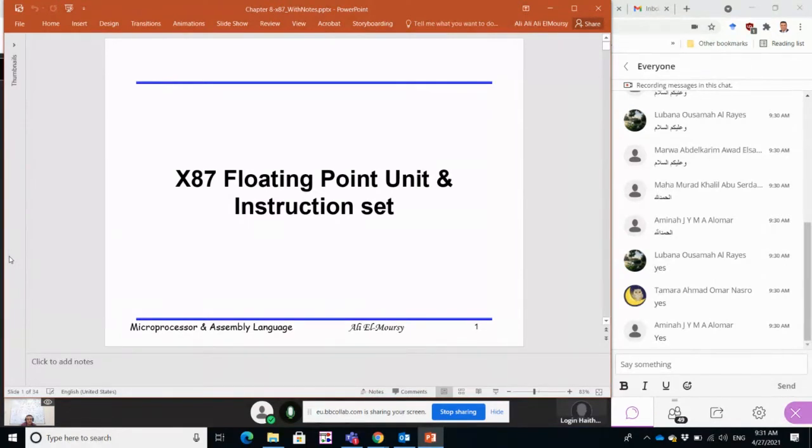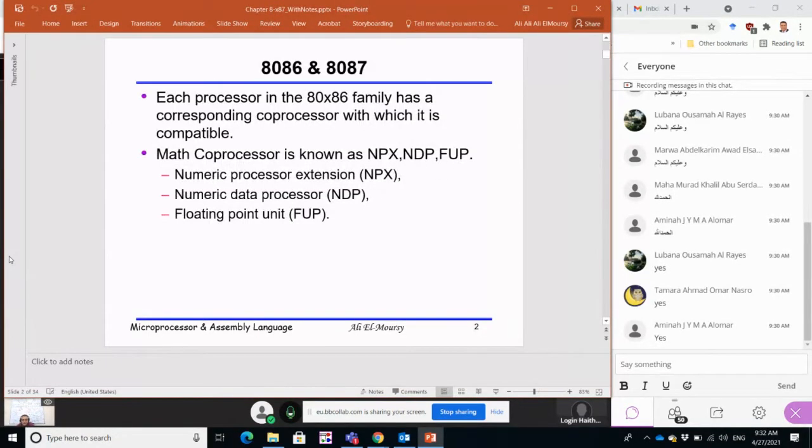However, we will go through some examples to explain how we can deal with what we call a coprocessor, which is the X87 floating point unit. So our slides today start by explaining the concept.